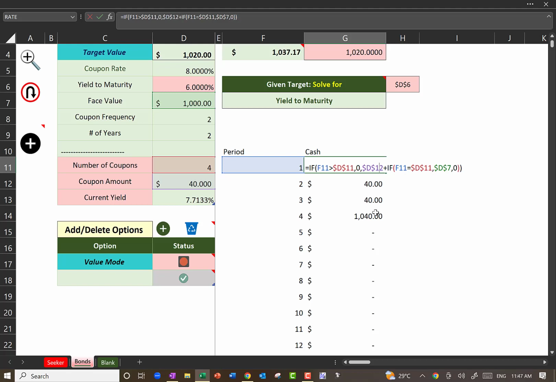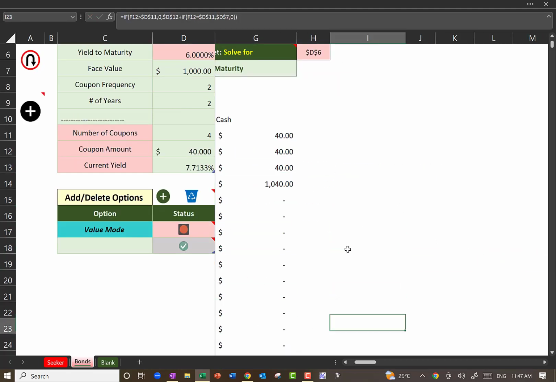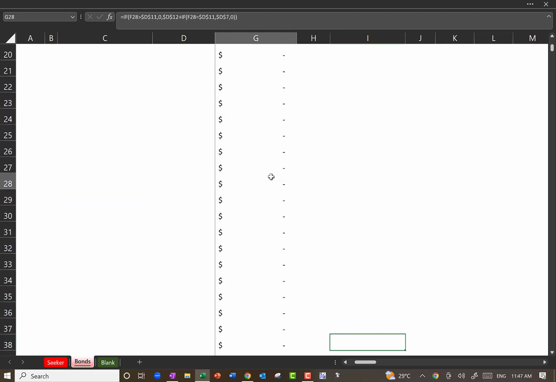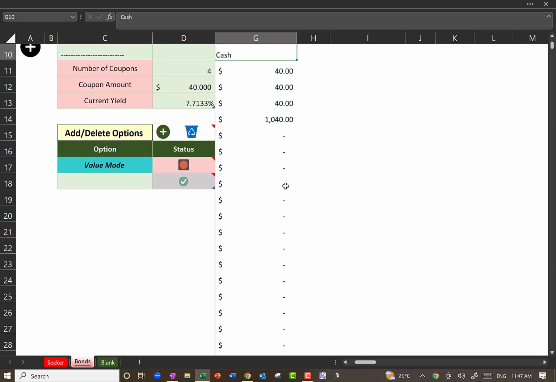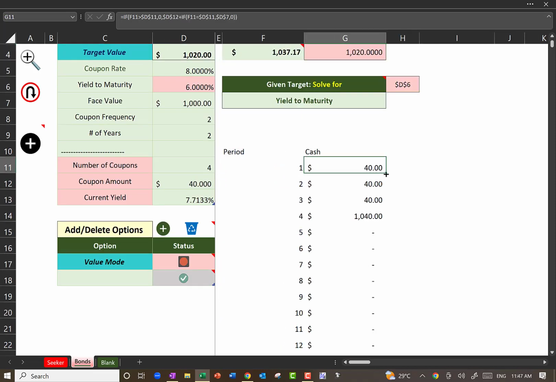This way, if I change the coupon frequency, and after 24, it's all zeros.